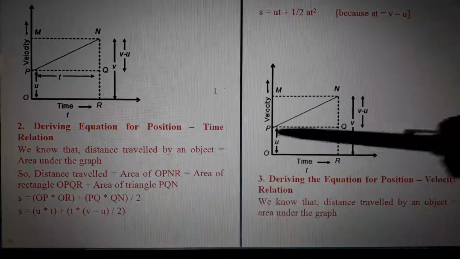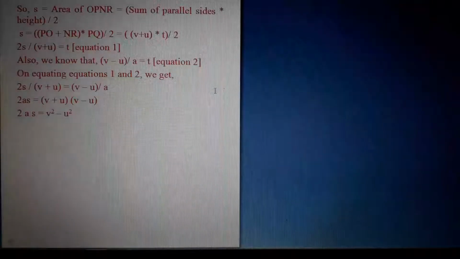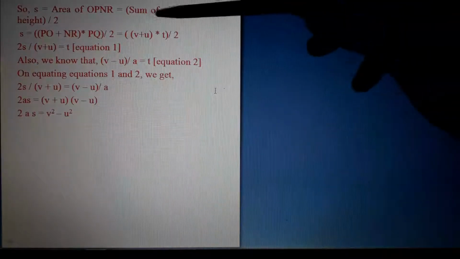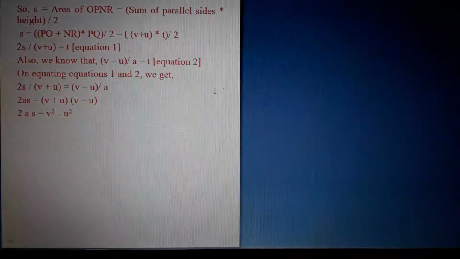The highest point is this one, PQ, isn't it? So that is the equation for finding the same displacement in the second method. You only want to know this formula and substitute these values in that equation. Then we will easily get the terms, and after that we know that (V minus U) by A is equal to T.